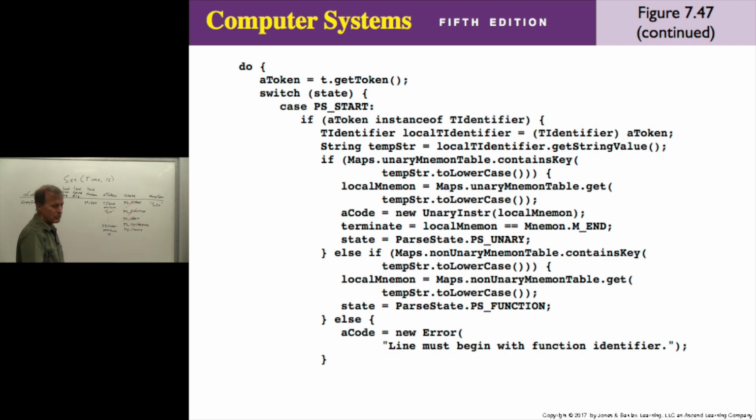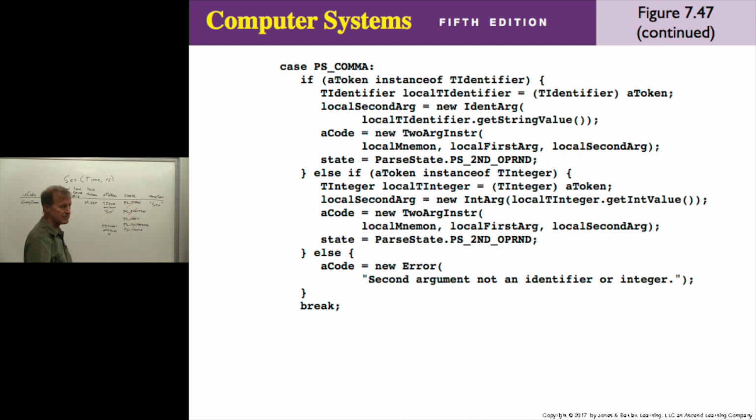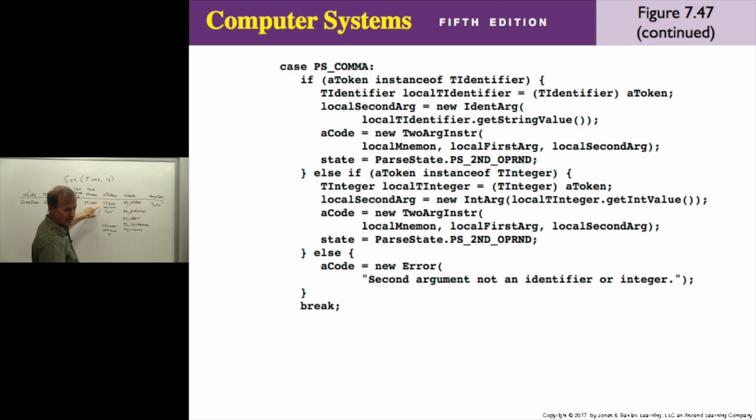And then it says switch state case what? PS start, blah, blah, blah. And now here in figure 7.14, we do have case PS comma. Are you with me here? Because we're in state PS comma, right? So now, if a token, instance of what? T identifier. Is this an instance of T identifier? No. Else if a token instance of what? T integer. So case of T integer.